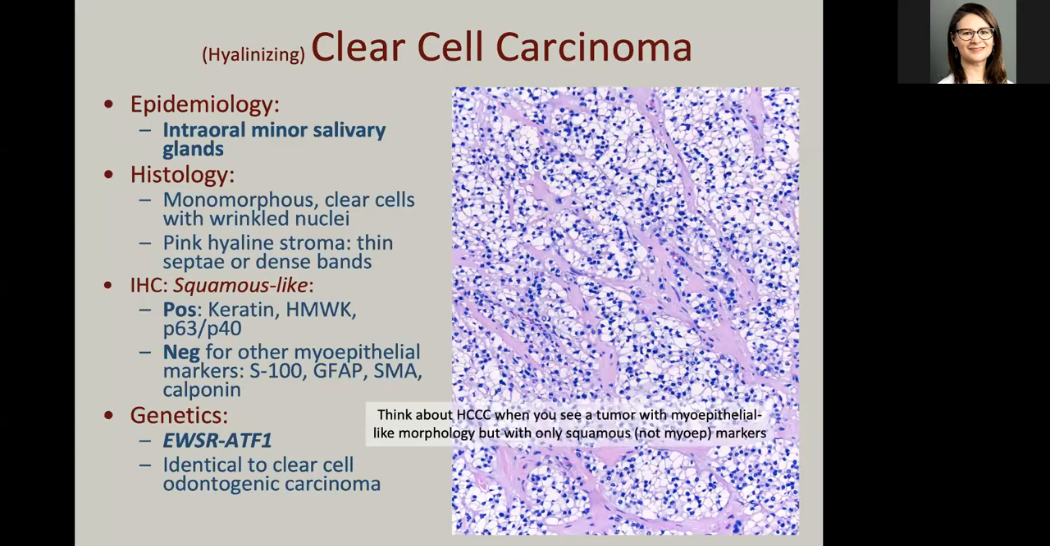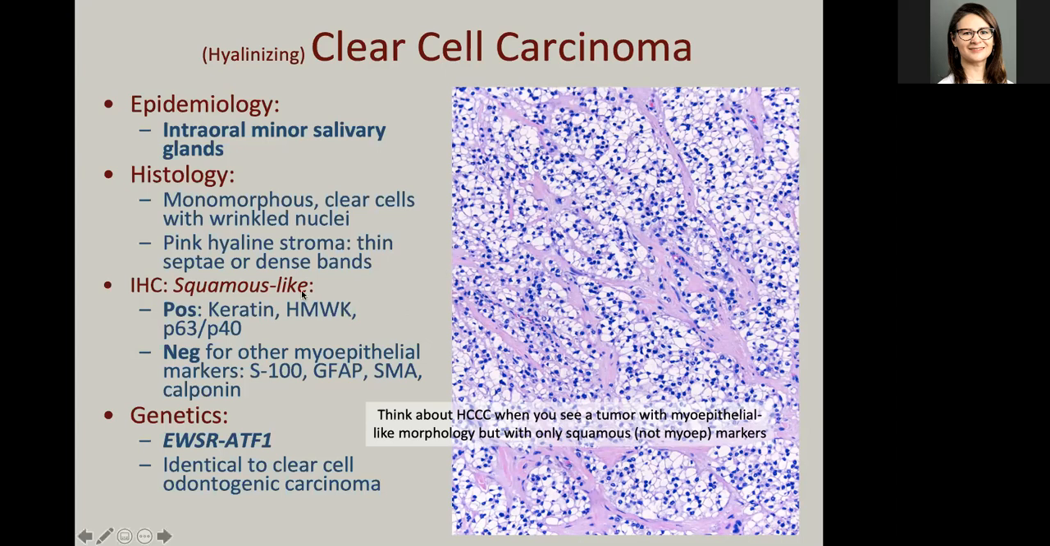Okay, moving on, we're almost done, to clear cell carcinoma. This used to be called hyalinizing clear cell carcinoma. Hyalinizing was dropped because it doesn't always have this beautiful stromal pink hyalinization. What it usually does have are these very, very clear cells. These are clear because of intracytoplasmic glycogen, not because of intracytoplasmic mucin, okay?